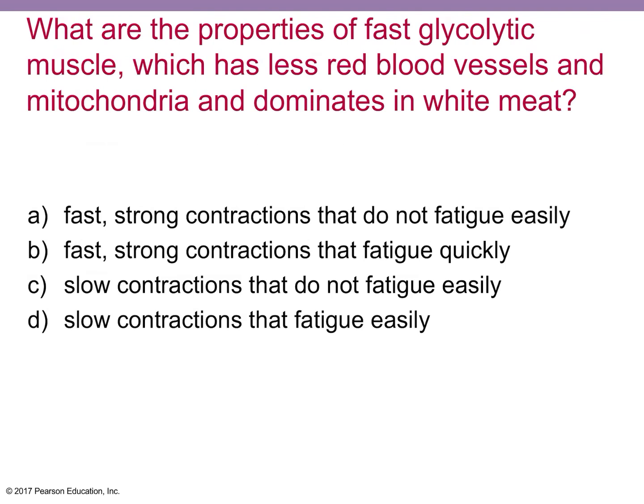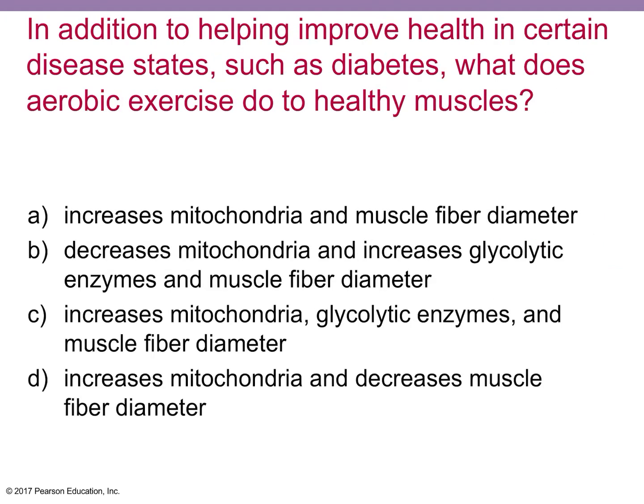What are the properties of fast glycolytic muscle, which has fewer red blood vessels and mitochondria and dominates in white meat? So fast glycolytic are going to be fast, right? So we're into A or B. Strong contractions that do not fatigue easily or that fatigue quickly. And you should pick fatigue quickly.